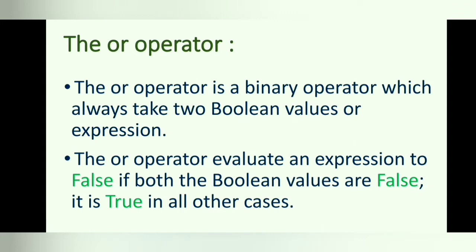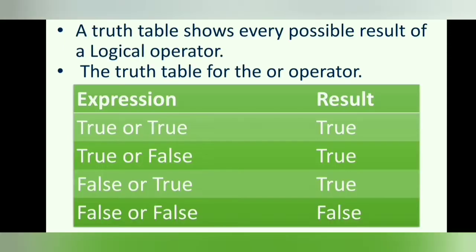The OR operator is a binary operator which always takes 2 Boolean values or expression. The OR operator evaluates an expression to false if both the Boolean values are false. It is true in all other cases. A truth table shows every possible result of a logical operator. The truth table for the OR operator.